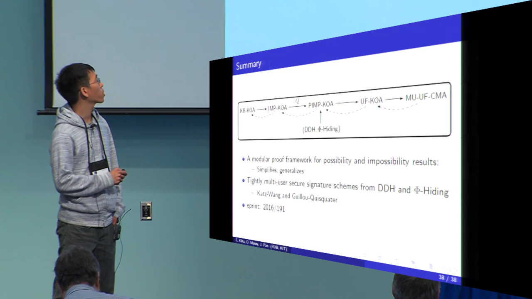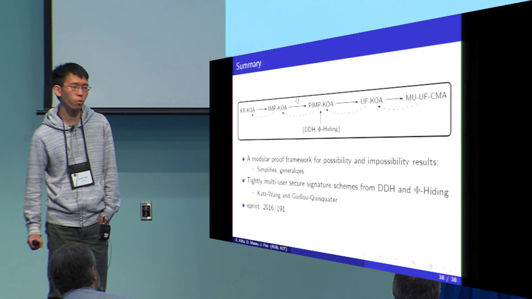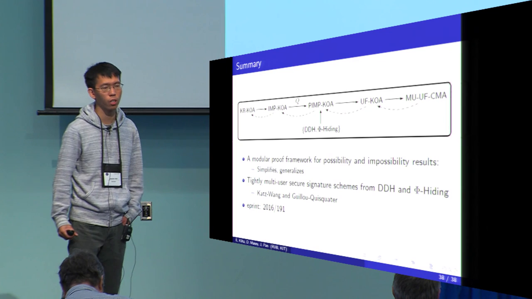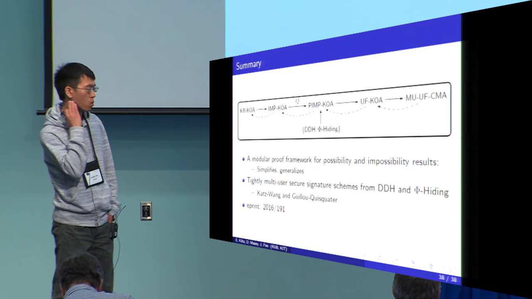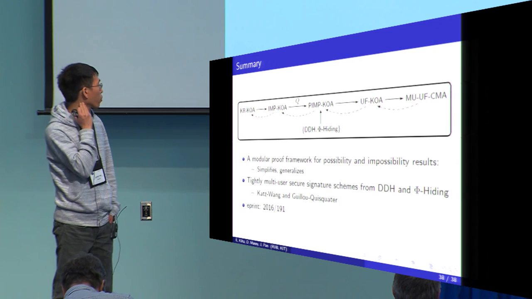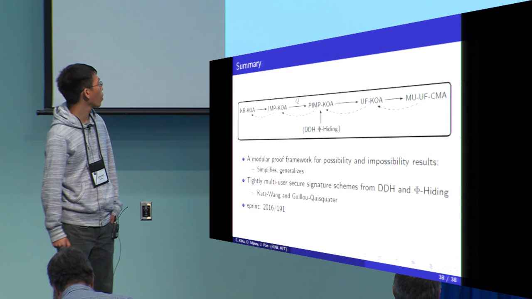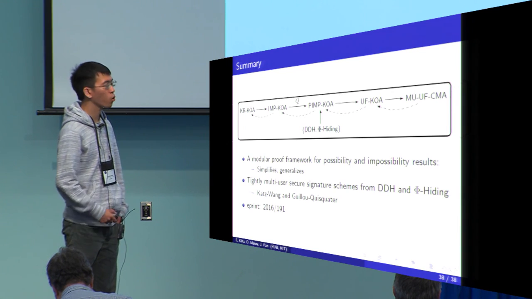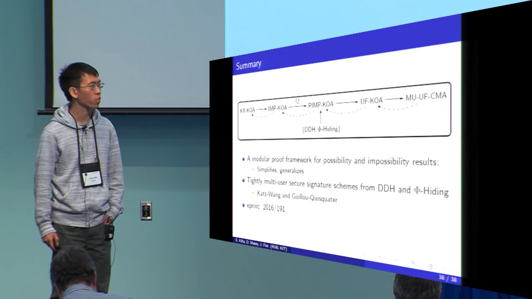In particular, from the DDH assumption or the hiding assumption, we have a direct construction of tightly PIM KOA security, which is the Chaum-Pedersen identification scheme or the GQ identification scheme. For more details, you can go to our ePrint version. And that's all for my presentation. Thanks.